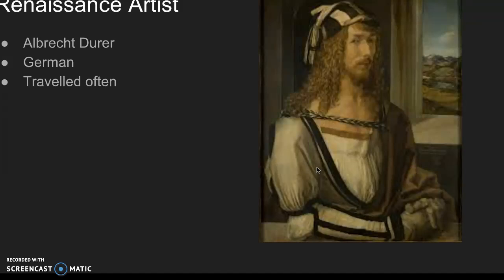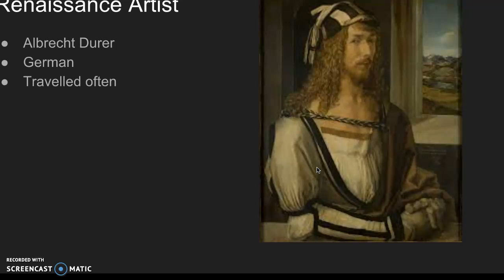The artist we were assigned was Albrecht Dürer, and he was a German painter that was one of the first artists affected by the Renaissance. He traveled a lot, including to Italy, and studied under Italian masters. And by doing this, he was able to spread Renaissance ideas to Northern Europe.